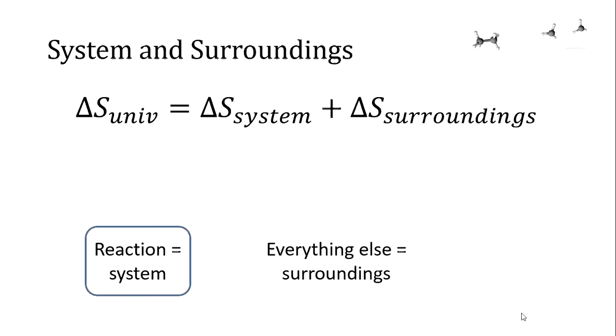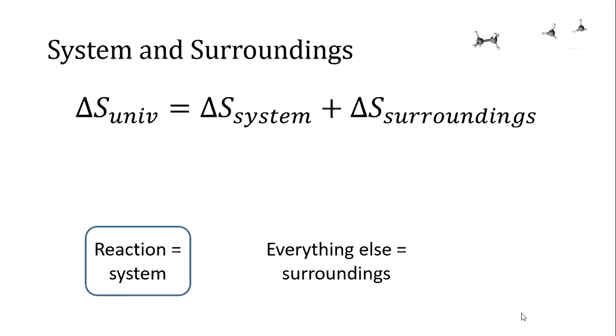The universe is divided into two parts, the system and the surroundings. And so when we are talking about the entropy of the universe increasing, that does not mean that the entropy of the system has to increase. The entropy of the system can decrease as long as the entropy of the surroundings is increasing to compensate.